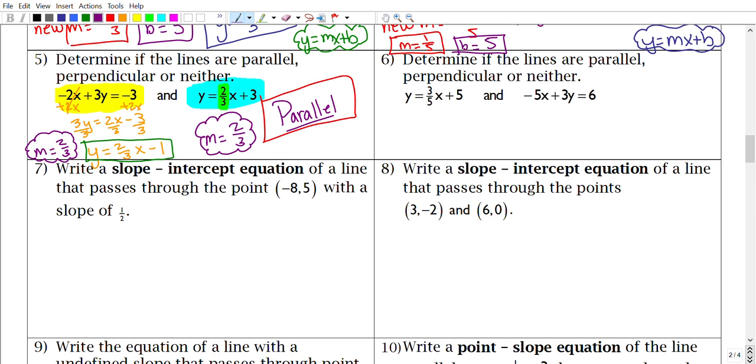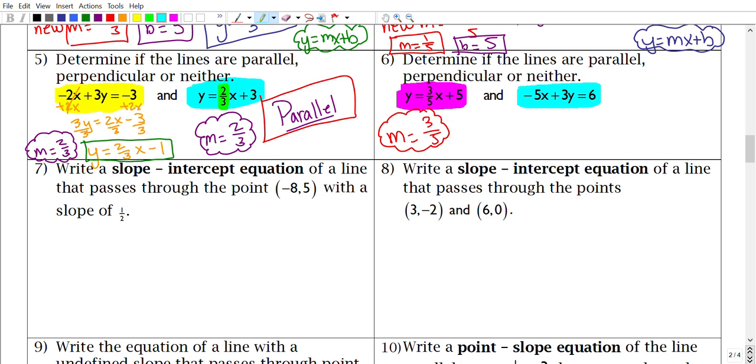Okay, let's take a look at the next one. This one right here, it's asking to see if we can determine if it's parallel or perpendicular, and once again, double check the form that your particular equation is in. This one is in slope-intercept form, so I can identify my slope right away. My slope here is 3/5.